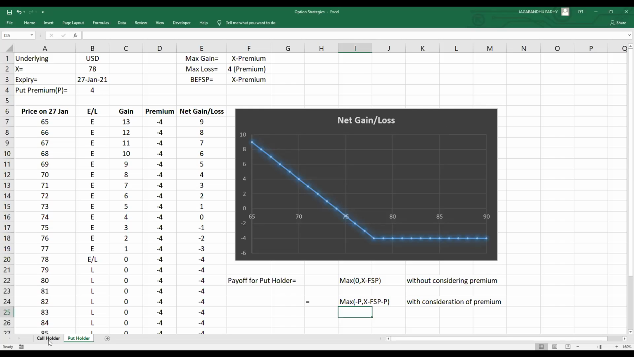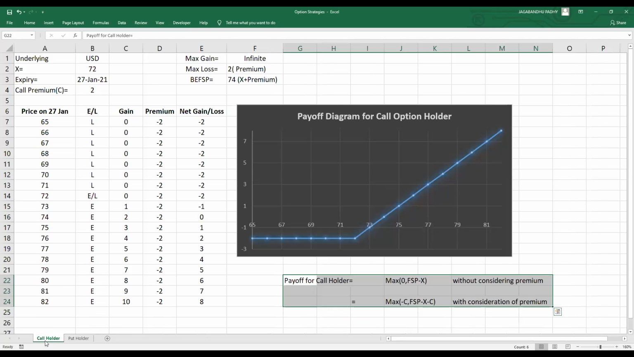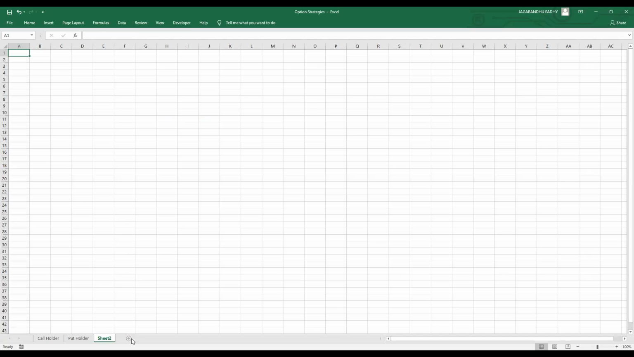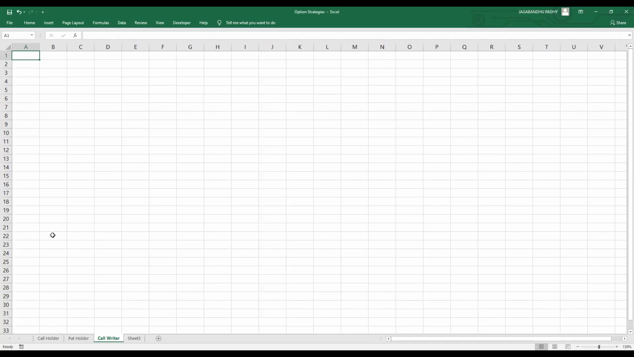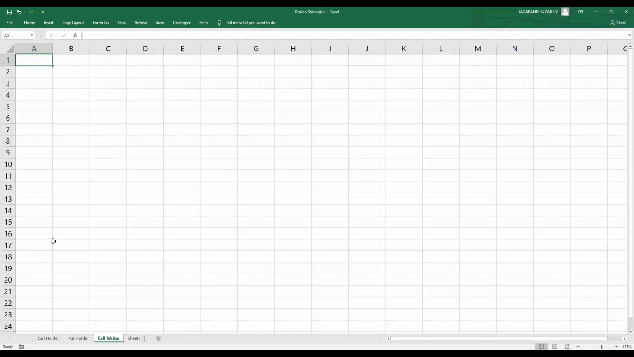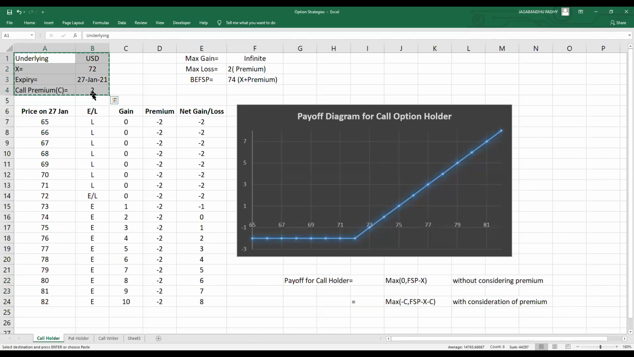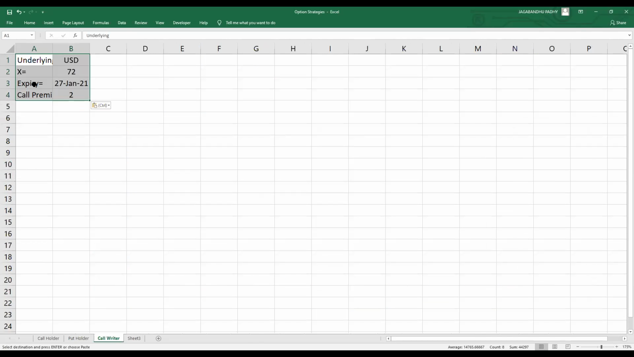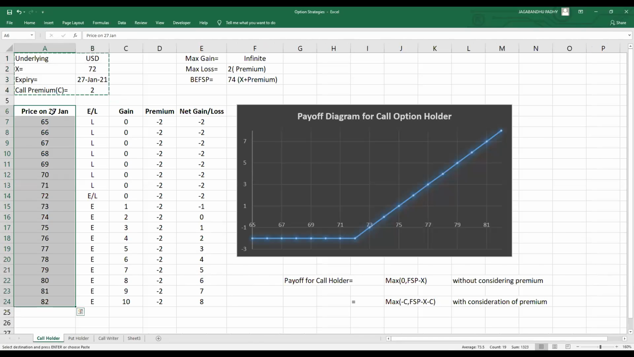Okay, so that was with respect to call holder and put holder. Now let's consider a call writer and a put writer. I'll just do the call writer thing for you, and then put writer, you'll have to do it. So for call writer, let us take the same values and also the same prices.